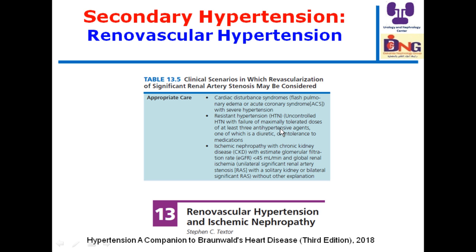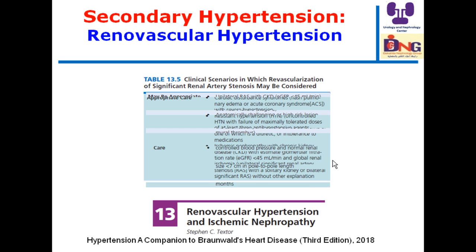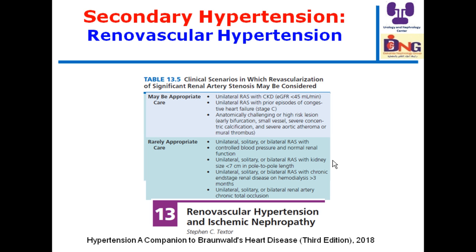One of them is diuretic-intolerant medication, ischemic nephropathy with chronic kidney disease with estimated GFR less than 45 ml per minute, and global renal ischemia: unilateral significant renal artery stenosis with an isolated kidney, or bilateral significant renal artery stenosis without other explanation. It may be appropriate care in unilateral renal artery stenosis with CKD, GFR less than 45, and unilateral renal artery stenosis with prior episodes of congestive heart failure. Anatomically challenging or high-risk lesions are rarely appropriate care.